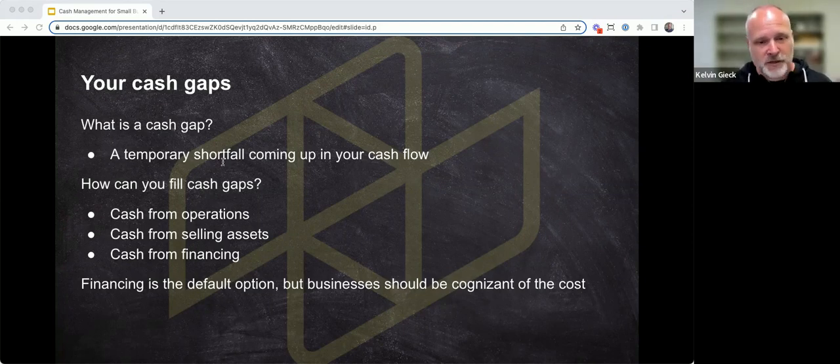When you look at operations, they usually can't be ramped up or down quickly enough or in a scalable way to solve near-term cash gaps. And so it's not really a great option.